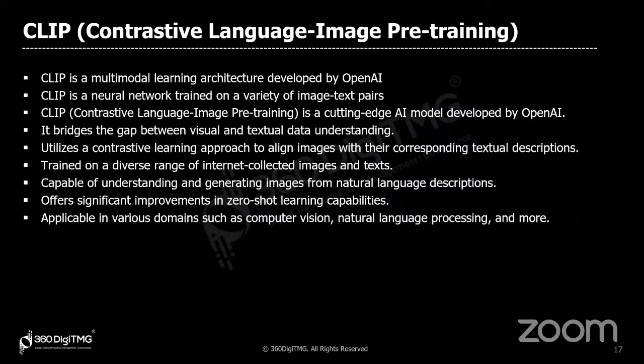It has been trained on a wide range of internet-collected images and text. It is capable of understanding images from natural language descriptions. It offers significant improvements in zero-shot learning capabilities, like if we give it a zero-shot prompt, it can give us the output. It can be applicable in various domains such as computer vision, natural language processing, and much more.